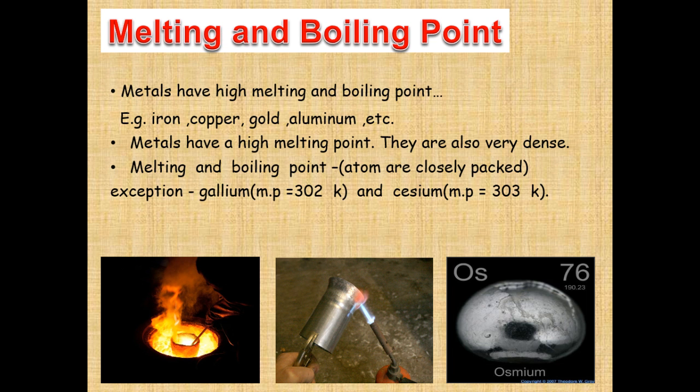The next property is the melting and boiling point. Metals have high melting and boiling points. Iron, copper, gold, aluminum. They are also very dense. Metals have higher points. That is why we need to heat or melt them up to higher temperatures, 700, 800, 900, 1000, etc.